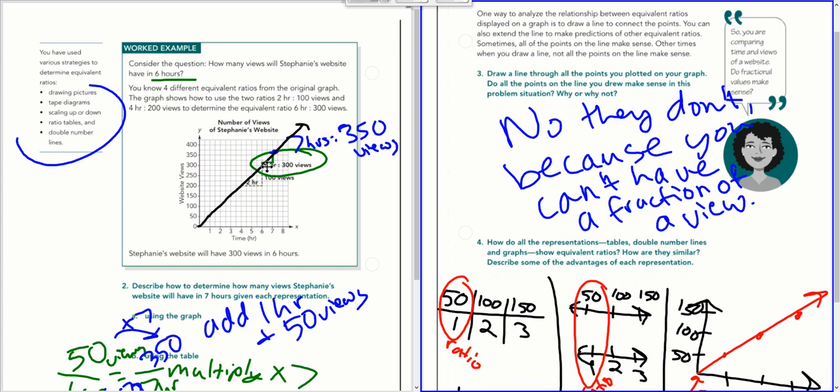Okay. Now, if we draw a line through all these points, notice how they all connect. Now, think about this. I could project out, if I knew that they were online for 8 hours, how many views would they have? Well, we can go over here, it would be 400. And we could theoretically go on and on. We could also go this way. In 2.5 hours, it would be about 125 views.